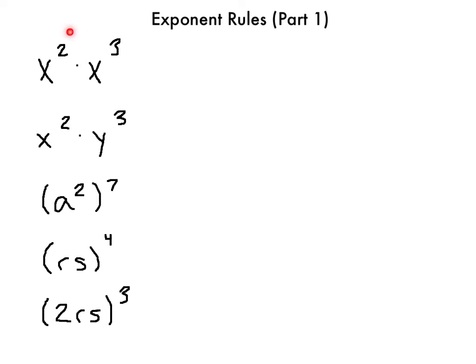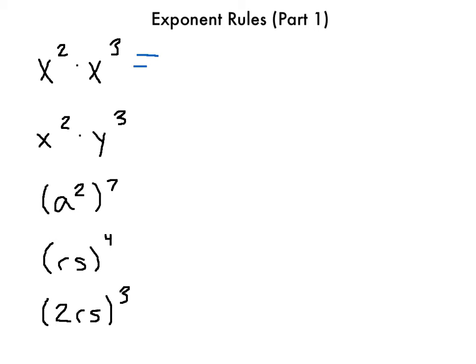So for the first example here, we have x squared times x to the third. When we multiply two terms with the same base and different exponents, the exponents don't even have to be different, you just add the exponents when you have the same base. So we know, using that rule, that this answer is going to be x to the fifth power. But why does it work?